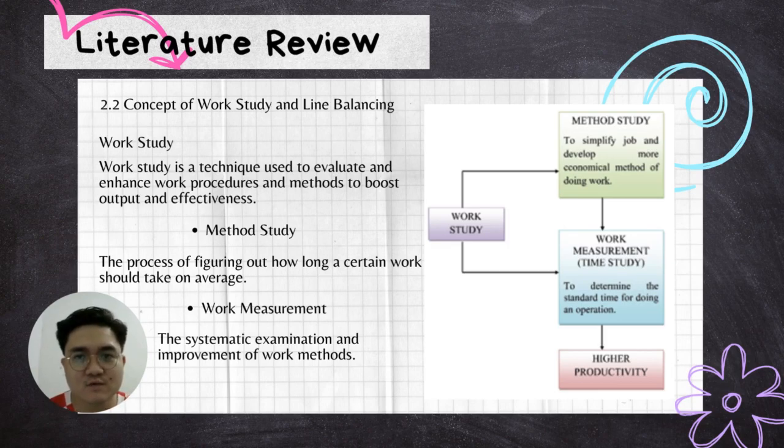So the literature review is about main terminology, concept, and theories. So for 2.2, concept of work study and line balancing, work study is a technique used to evaluate and enhance work procedure, a method to boost output and effectiveness. So there are two methods, which is method study, the process of figuring out how long a certain work should take on average. And the second one is work measurement, the systematic examination and improvement of work methods. So you can see from the diagram, from work study to work measurement will equal higher productivity.